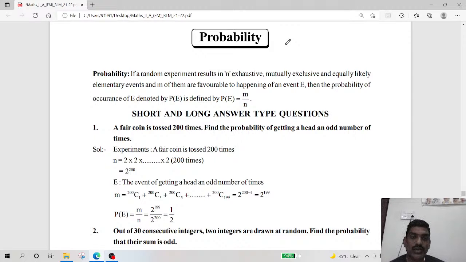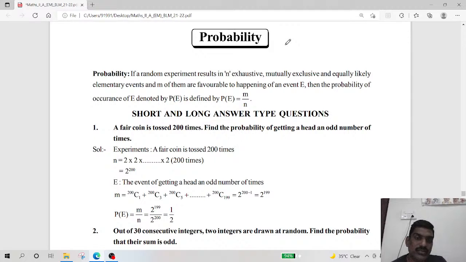Question number 1. A fair coin is tossed 200 times. Find the probability of getting a head an odd number of times. Suppose the coin is tossed one time, what is the probability of getting a head? 1 by 2, right? Here 200 times they are tossing. What is the probability of getting a head an odd number of times?